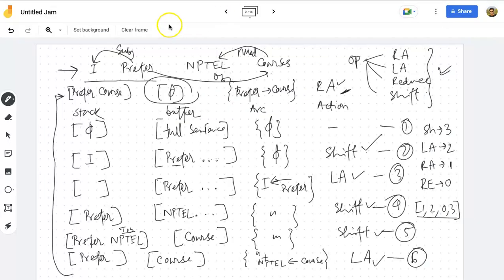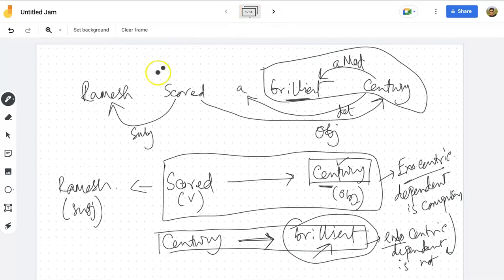So we already did it here. "Ramesh scored a brilliant century." If you draw the dependency structure, scored is the root. Ramesh is the subject and century is the object, and brilliant is just a modifier for century, and a is the determiner of century. So this is the whole dependency structure.